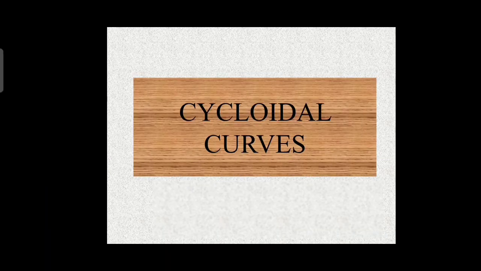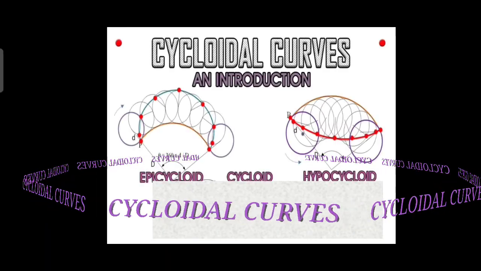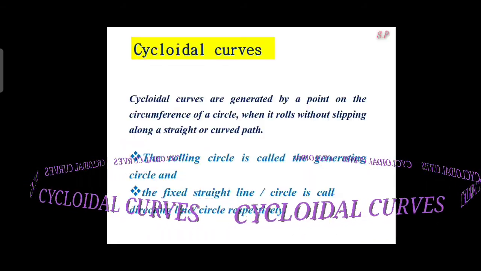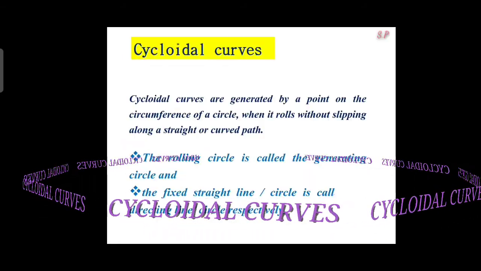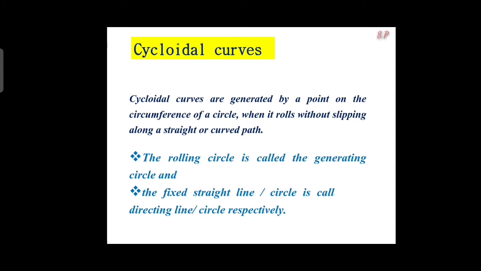Welcome all. In this video we are going to discuss cycloidal curves. Cycloidal curves are generated by a point on the circumference of a circle when it rolls without slipping along a straight or curved path. The rolling circle is called the generating circle and the fixed straight line or circle is called the directing line or directing circle respectively.